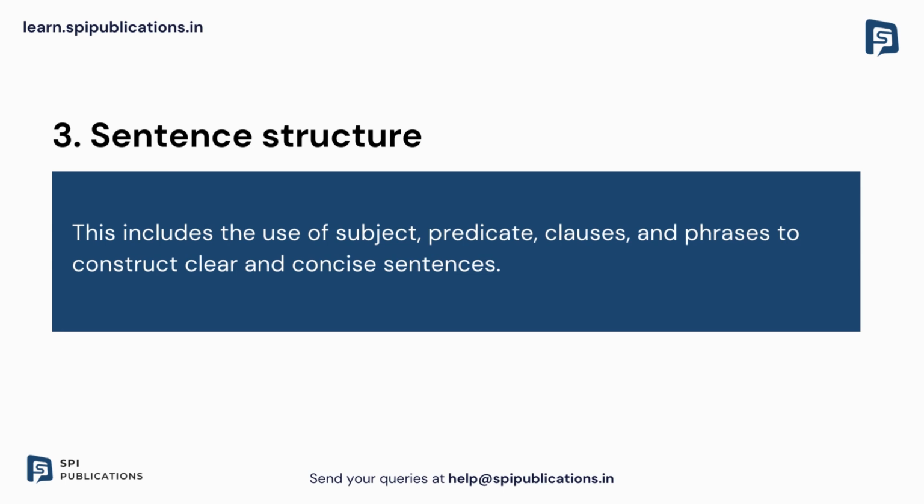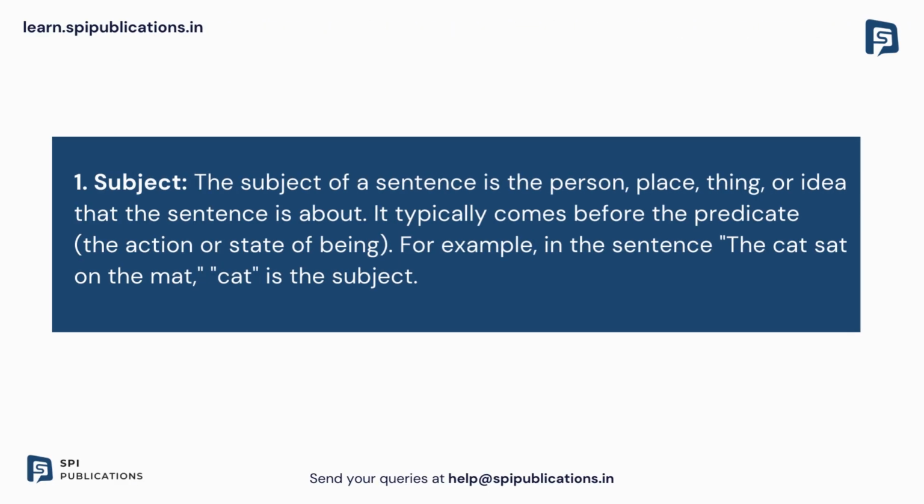3. Sentence structure. This includes the use of subject, predicate, clauses, and phrases to construct clear and concise sentences. 1. Subject. The subject of a sentence is the person, place, thing, or idea that the sentence is about. It typically comes before the predicate, the action or state of being. For example, in the sentence, the cat sat on the mat, cat is the subject.